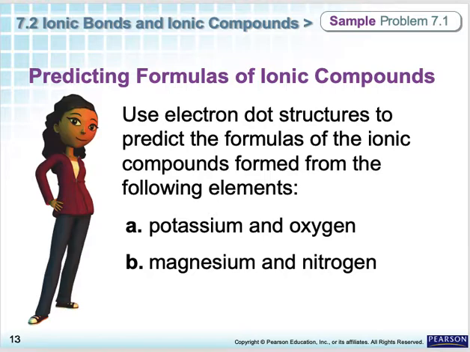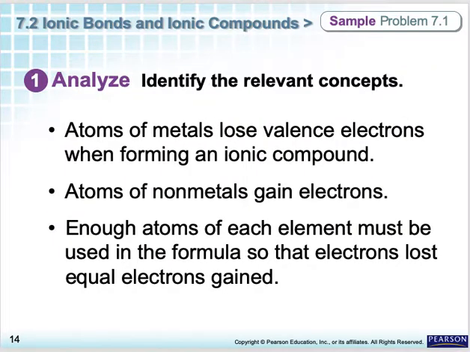So, use the electron dot structures to predict the formulas of the ionic compounds for the following: potassium with oxygen and magnesium with nitrogen. I'm going to give you a little hint. Neither one of these is 1-to-1. So go ahead and pause the video here and try and write out your answers. And then I'm going to go ahead now to the answers.